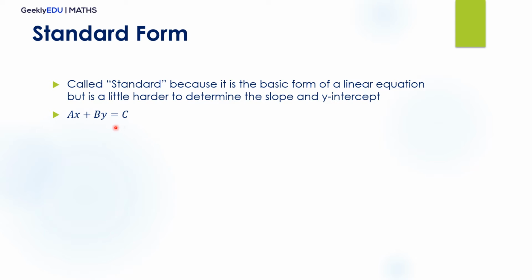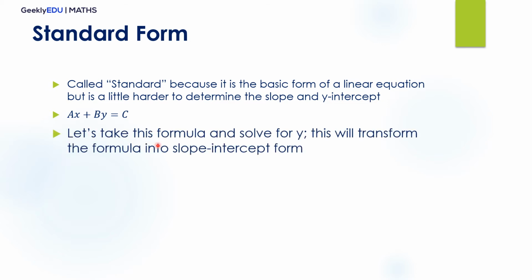Now, we're going to do something here. Let's take this formula and solve for y. This will transform the formula into slope-intercept form. So if we take this formula, we're going to solve for y, which means we have to get rid of this term. So I got to subtract this term on both sides of the equation. When I do that, I end up getting this. by equals negative ax plus c.